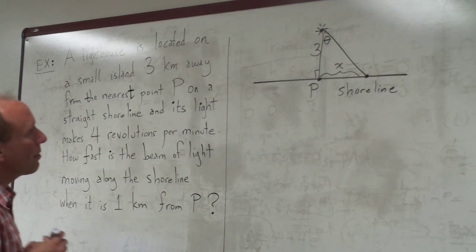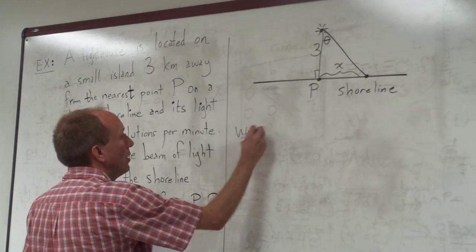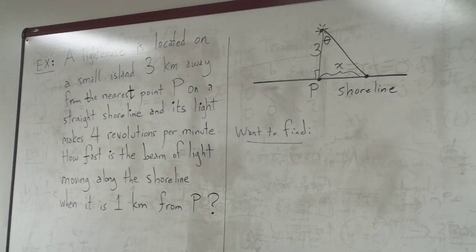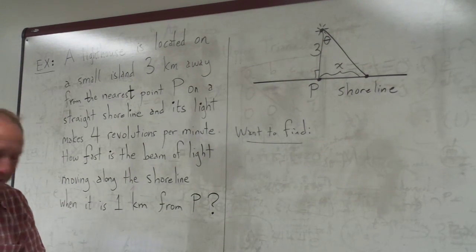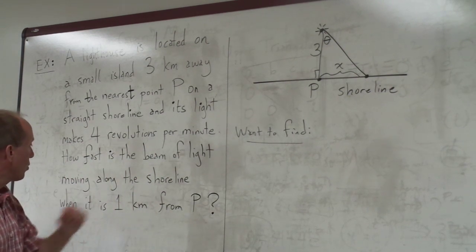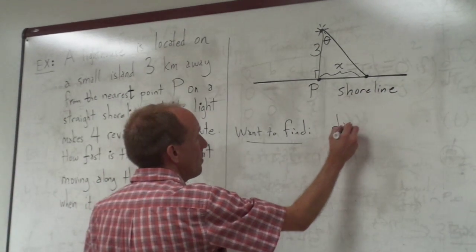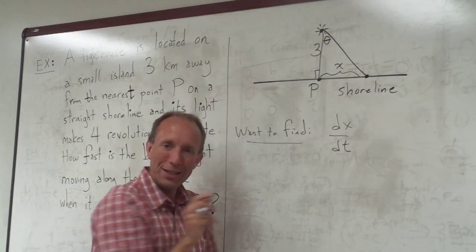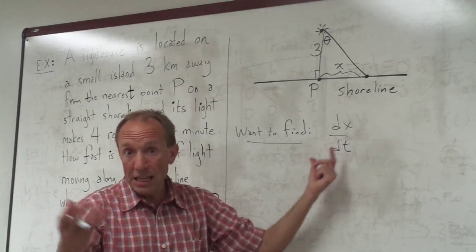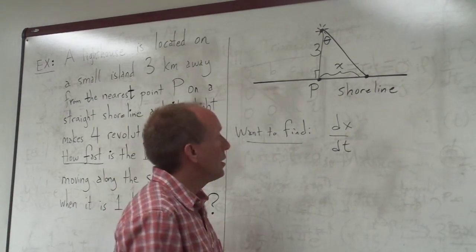The third step is to try and write down what it is that we're trying to find. So what we want to find, let's just read the last part of the question to remind ourselves: how fast, in other words, at what rate of change, is the beam of light moving along the shoreline when it is 1 kilometer from P? So that's just asking for the rate of change of x, right? Because x is measuring the position along the shoreline. The rate of change of that, which is really the speed of the light, is what we're trying to find.